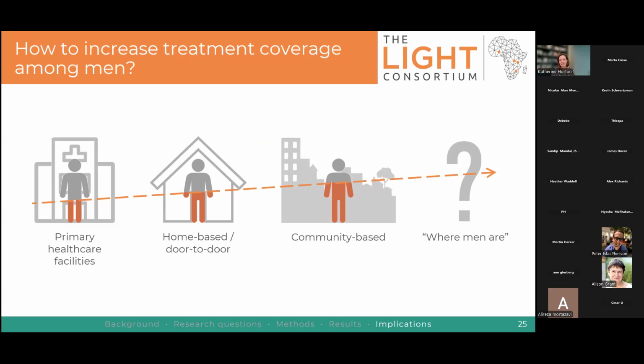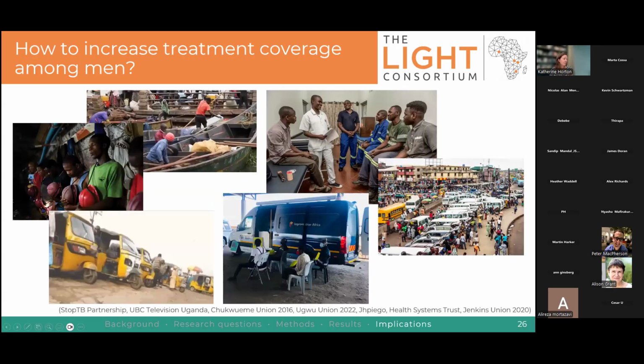But what we hear over and over again is that we need to meet men where they are. And there's a question about where that is. There have been a number of different programmatic approaches and some studies that have looked at how we can actually reach men. So thinking about workplaces, here you can see fisher communities in Uganda, miners, transport settings in Nigeria. That has been one approach, to meet men who are employed, but that does only reach men who do have employment or who are spending their time in those places.